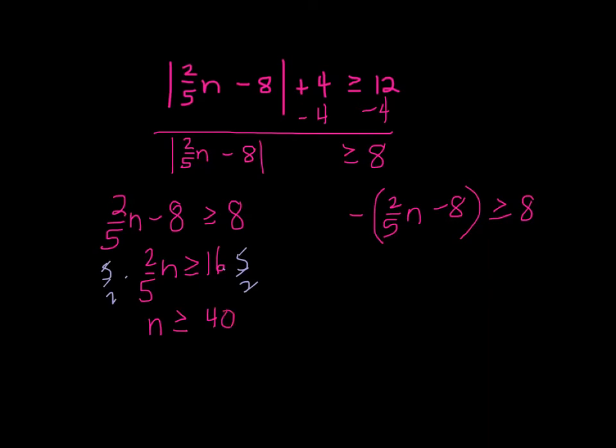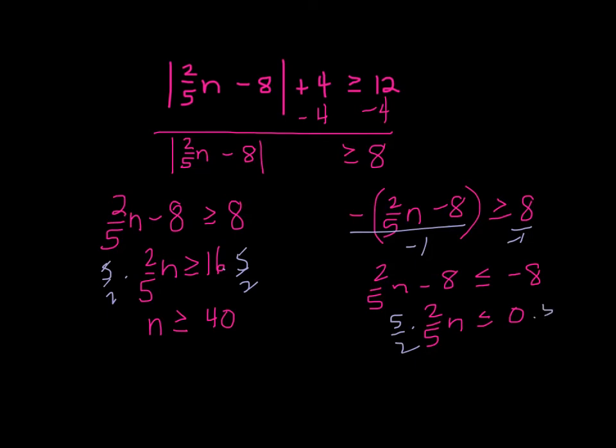Over here I'm going to divide by negative 1 on both sides. When I divide by the negative 1, I'm going to flip my inequality. I'm going to add 8, multiply by the reciprocal, although it doesn't really matter because multiplying 0 by anything gives me 0, and I get n is less than or equal to 0. On the number line, I have 40 over here, I have 0 here, and this one on the right says n is greater than or equal to 40. And this one on the left says n is less than or equal to 0.